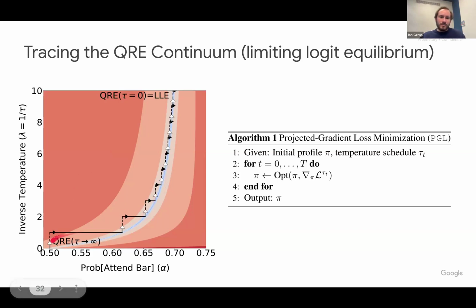And this plot just shows kind of the contour map. Luckily, this game has a nice smooth continuum of QREs that converge to this limiting logit equilibrium. It's what McKelvey and Palfrey, the inventors of the QRE, called it originally. This continuum is not always this nice. It sometimes branches, it sometimes curves back. But in many cases, we find that it is possible to trace this continuum to a Nash equilibrium using this simple procedure of optimizing and annealing temperature.